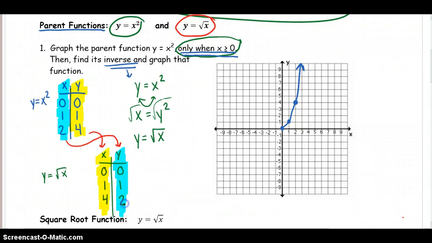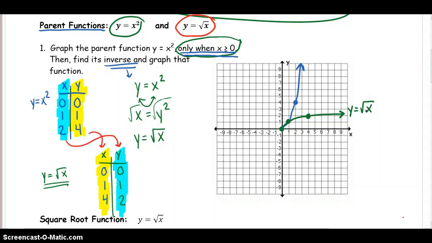1, and 2. And if you take a look at our function, we can see those points still work, right? The square root of 0 is 0, the square root of 1 is 1, and the square root of 4 is 2. So it does work. Now let's go ahead and graph this. 0, 0, 1, 1, 4, 2. There is the graph of our square root function. This is the graph of y equals the square root of x.